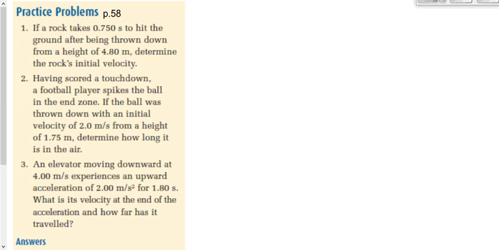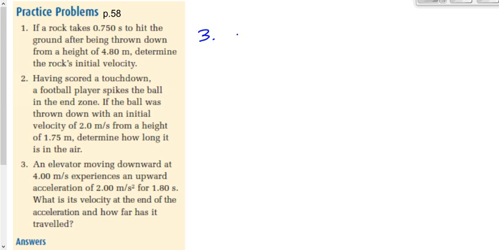So this is a question that's a little bit unlike questions 1 and 2. Questions 1 and 2 involved just gravity. And when it involves just gravity, we know the acceleration will automatically be negative 9.81 meters per second squared, whether it's moving up or down, it doesn't matter. But in this case, it says the elevator is moving downward at 4, but experiences an upward acceleration of 2.